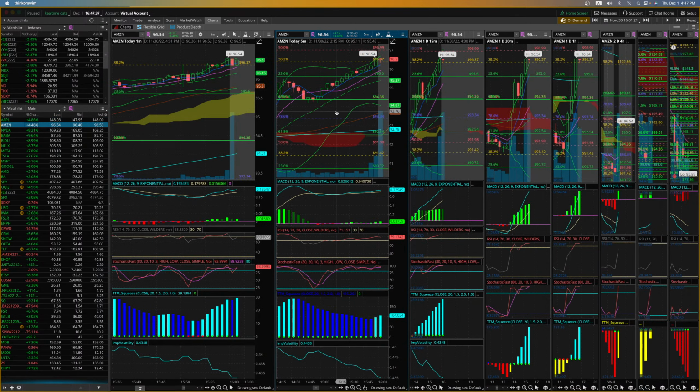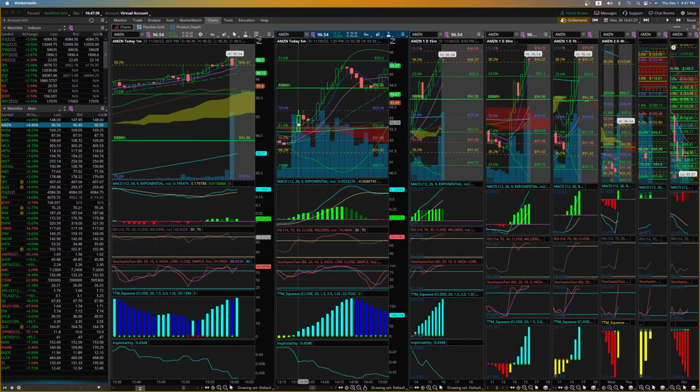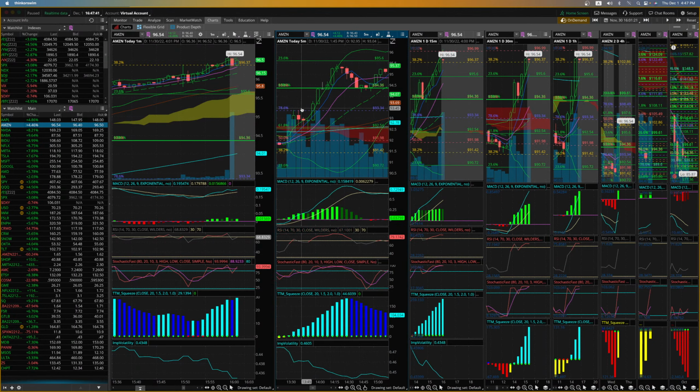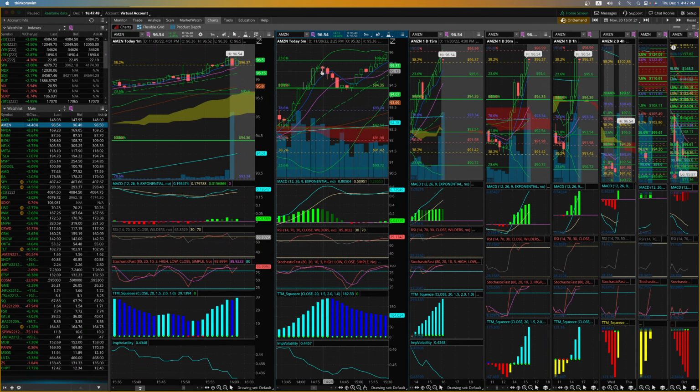Amazon, for example, Amazon was actually weak, so this is actually a good example. Apple, same thing, broke the range, boom, from here, from almost 2 o'clock to 2:20 was a perfect run, and then it pulled back.